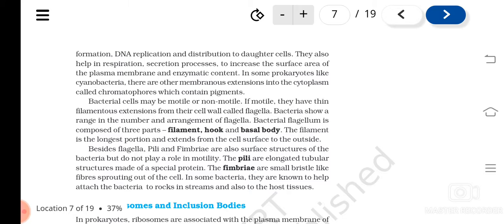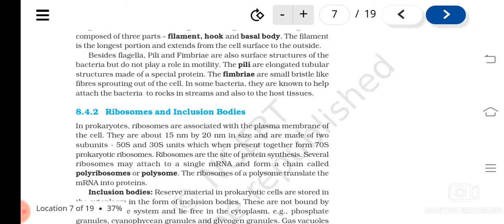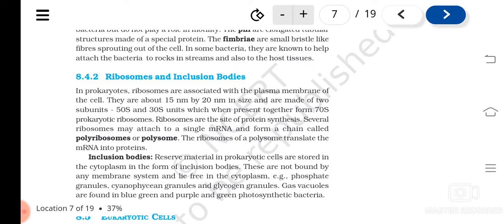Now next is the cytoplasm. Cytoplasm consists of what? Ribosomes. Those ribosomes can be seen associated with the plasma membrane. And what is the major function of ribosomes? Protein synthesis. During protein synthesis, one single mRNA will get attached to a number of ribosomes, and we call it polyribosomes. Understood? And then the cytoplasm includes various inclusion bodies which store the reserve food material, like phosphate granules, cyanophycin granules, glycogen granules, etc.